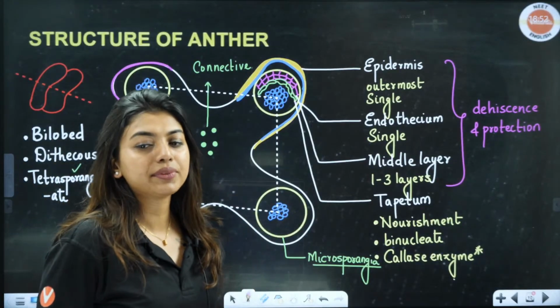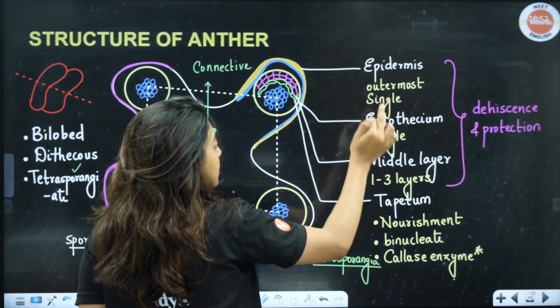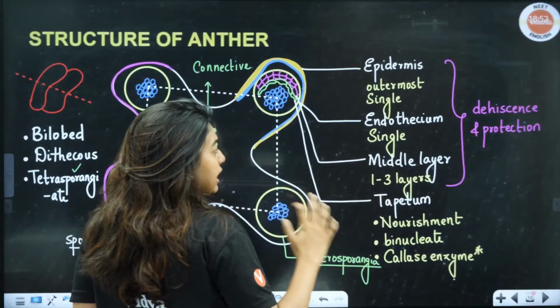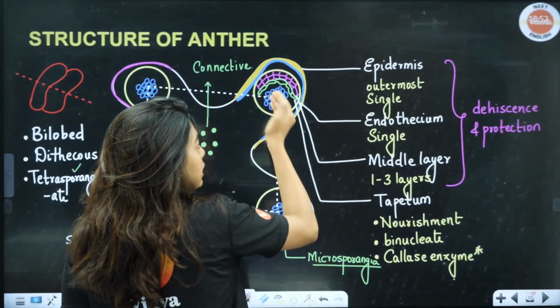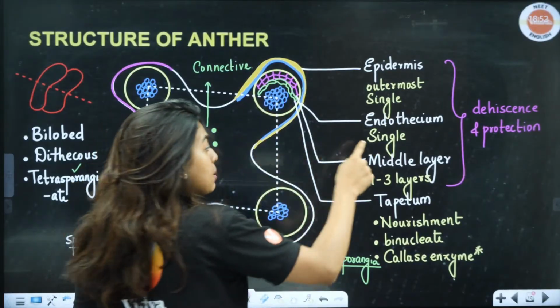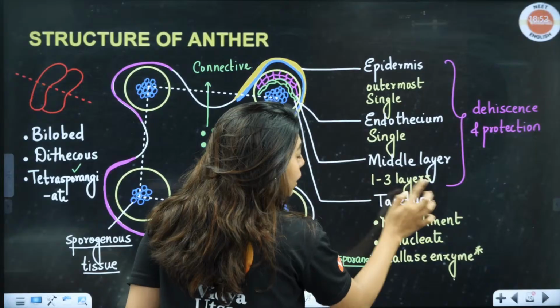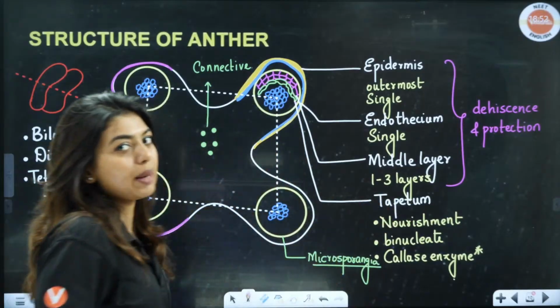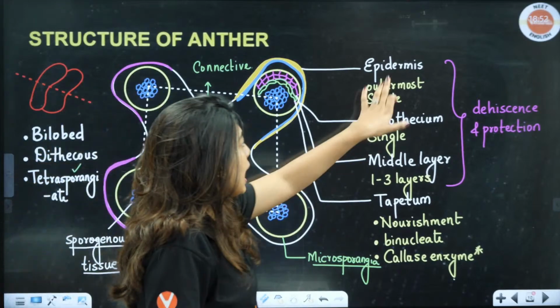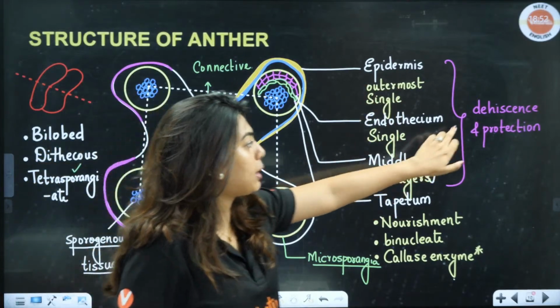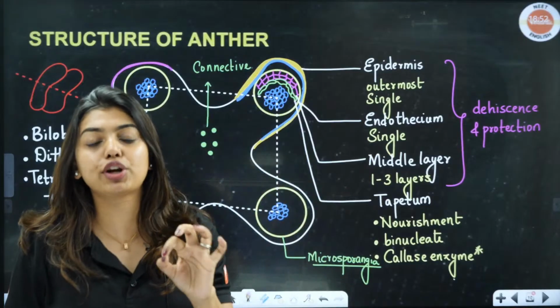Okay, so look here. Epidermis, endothelium, middle layer, tapetum. Epidermis is the outermost layer, next to that the endothelium, and next to that multiple layers, which is the middle layer, 1 to 3 layers. Next the tapetum. For these layers, three have been explained with function: epidermis, endothelium, middle layer help in dehiscence and protection.